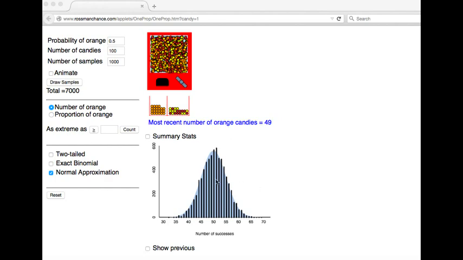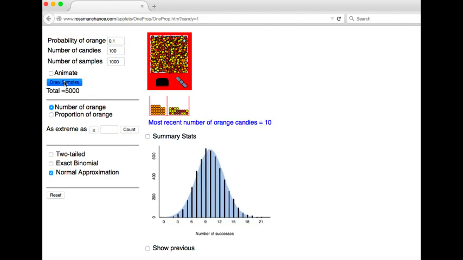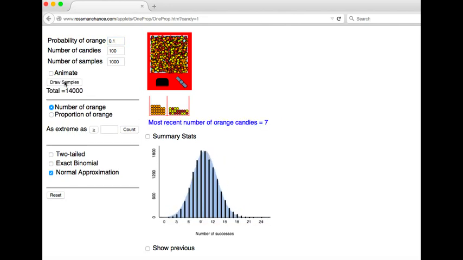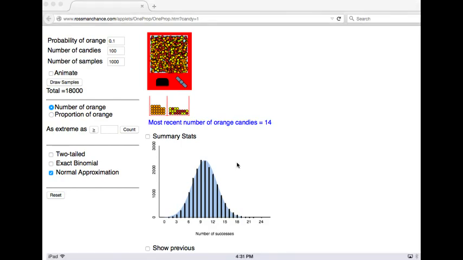So, p-hat looks like here, it's somewhere around 0.5 or 50%, which you'd expect because the true proportion is 0.5. Same thing if we draw samples where the probability of the orange is 0.1, we expect about 10, and so it's pretty close to 10. A little skewed, but that's okay. Once we have enough samples, it's close enough to normal that we can start to do some calculations with it.